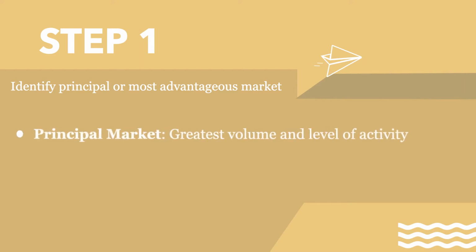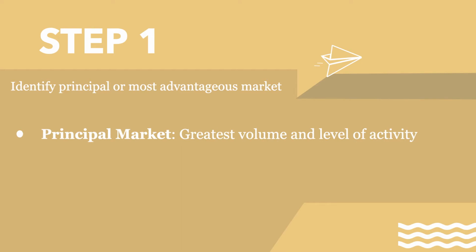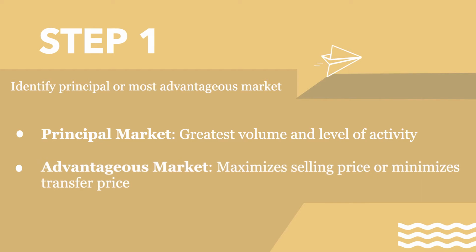Step 1. Remember, our goal is to determine the maximum value and get us the highest and best price available. A principal market does exactly that. It is defined as the market available to the entity with the greatest volume and level of activity. Another market that helps us accomplish this is the advantageous market, which is defined as the market that maximizes selling price or minimizes the transfer price.